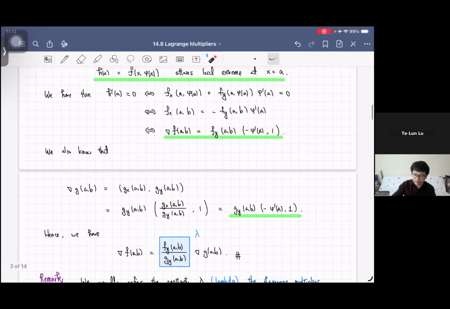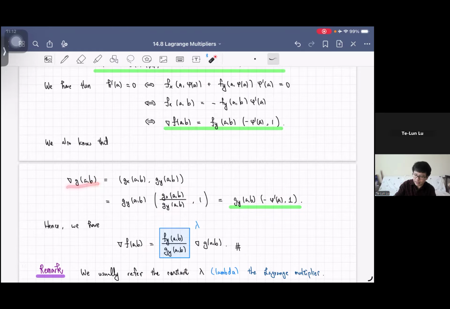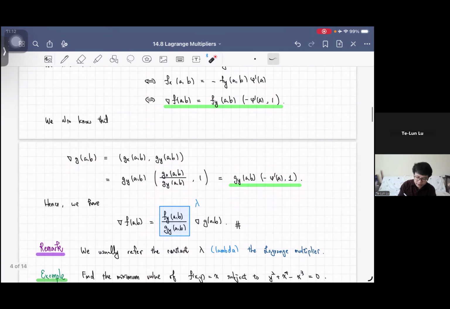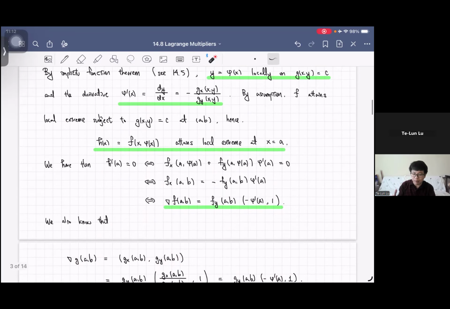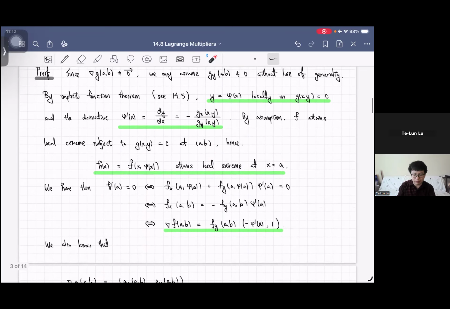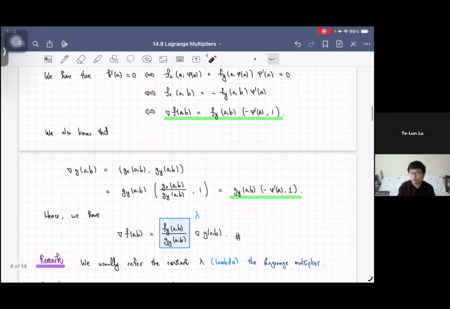So see that these two vectors are actually parallel. They share the same direction, right? Only they have different magnitudes. So you can write it out: gradient f is indeed some multiple of gradient g. And then we usually refer to this multiple, called lambda, as the Lagrange multiplier. Okay? So that is basically a proof. Basically, whenever you have an implicit function theorem, then everything just goes smoothly. It's a powerful kind of tool in calculus.